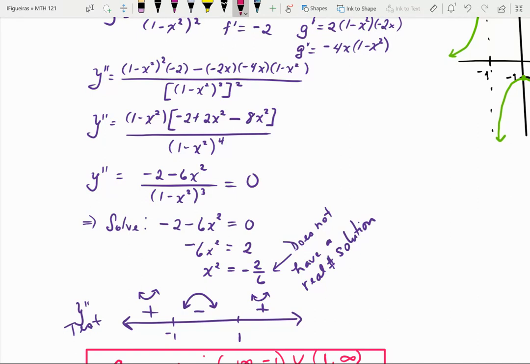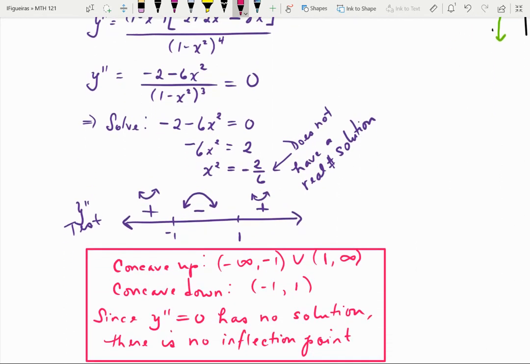So I have negative 2 minus 6x squared equals 0. Add 2 to both sides, divide by negative 6. You have x squared equals a negative number. When you have to take the square root of a negative number, you do not have a real number solution. And anything you want here when you're graphing on a Cartesian coordinate system should be real numbers. So basically that means you're not going to find an inflection point here. But that doesn't mean you can't figure out your intervals of concavity.